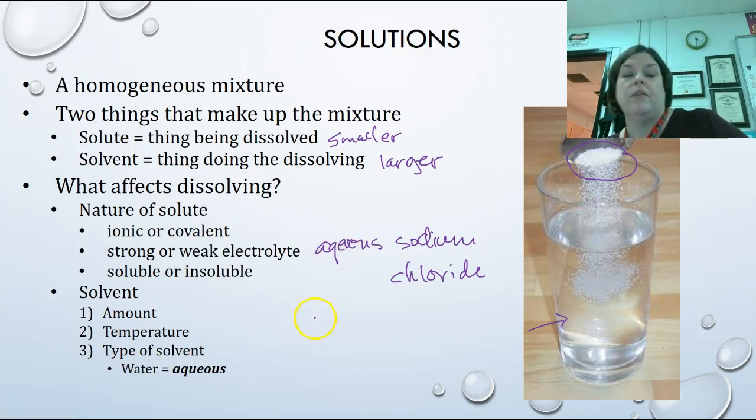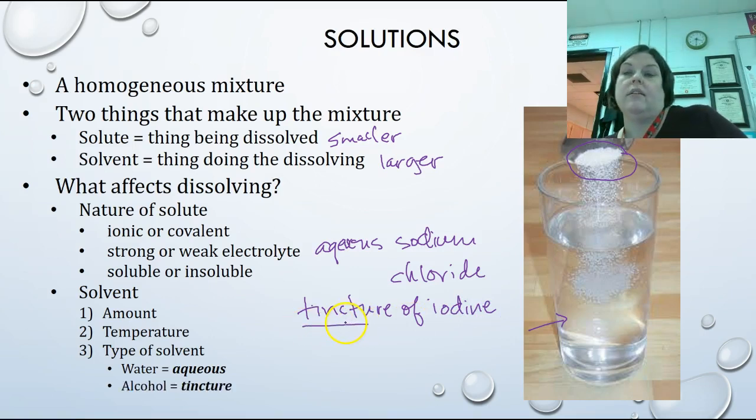But we can have another type of solution. A solution that we used to use all the time when I was a kid was called tincture of iodine. It was basically iodine dissolved in alcohol. So when you have a tincture, alcohol is the solvent instead of water. And sometimes alcohol is really important because, although it is slightly polar, it can help some of those nonpolar substances to dissolve a little bit as well. So that's kind of our discussion of the vocabulary of solutions.